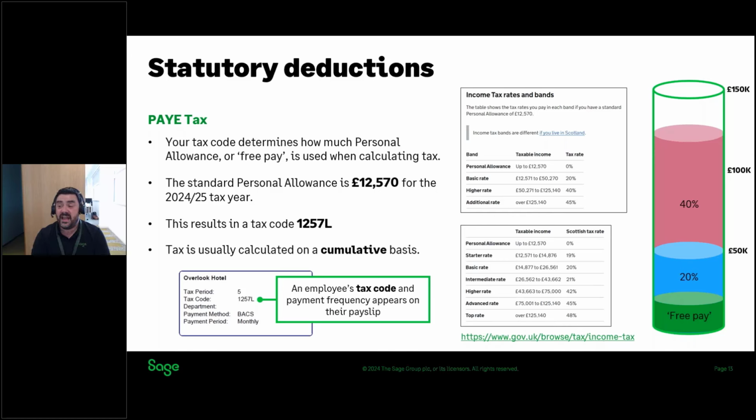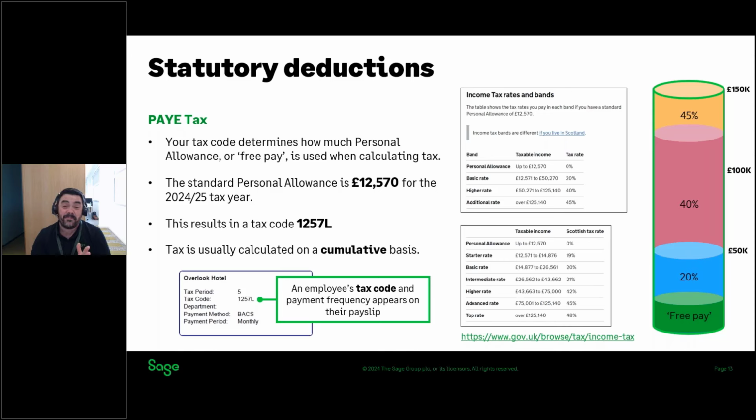They then go into the higher rate tax band. So that's a 40% rate of tax on earnings above £50,270, all the way up to £125,140. And then the additional rate of tax, your 45%, is on earnings above that 125,140.